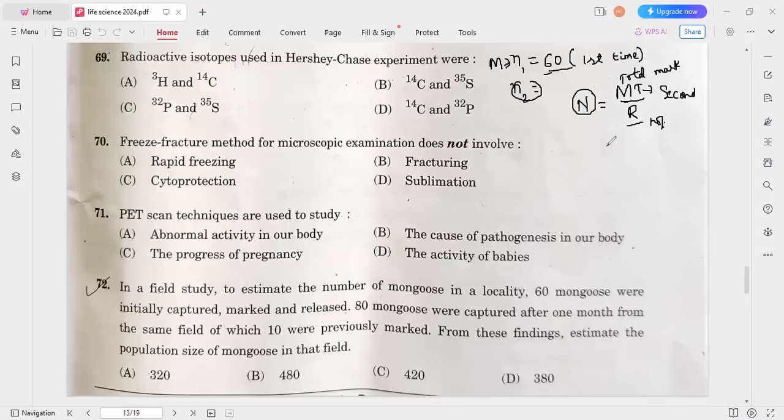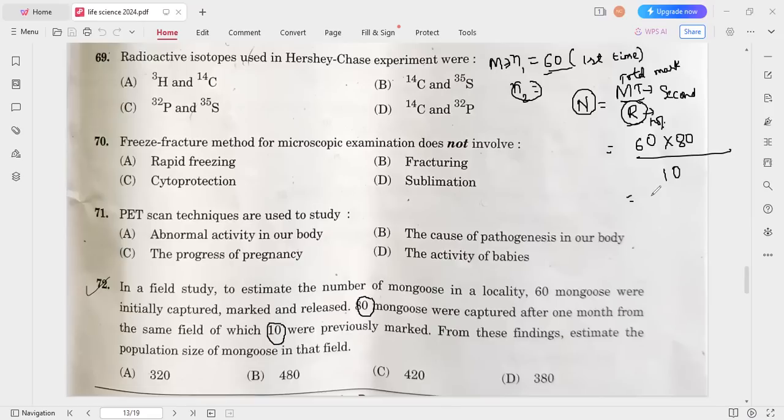So here M is what? That is 60, which were initially captured. Next, T is nothing but the total recaptured on the second visit. You can see on the second visit 80 were captured, so that is 60 into 80. And here R represents the number of marked recaptured. You can see 10 were previously marked, that is 10.